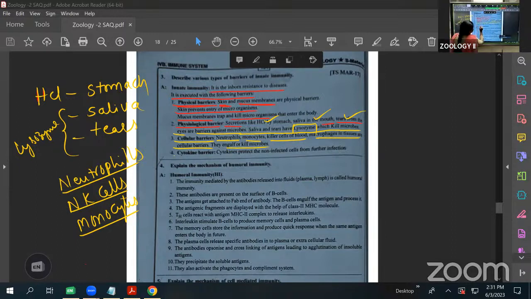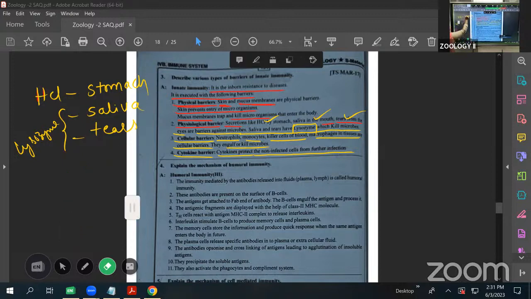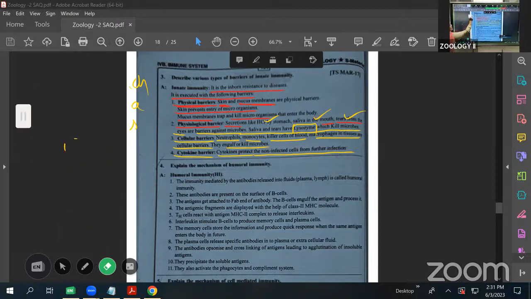Next, the cytotoxic barriers. They are called cytokines, which protect the non-infected cells from further infection. Listen here, what do cytotoxic barriers mean? They protect the nearby cells beside the affected cells.